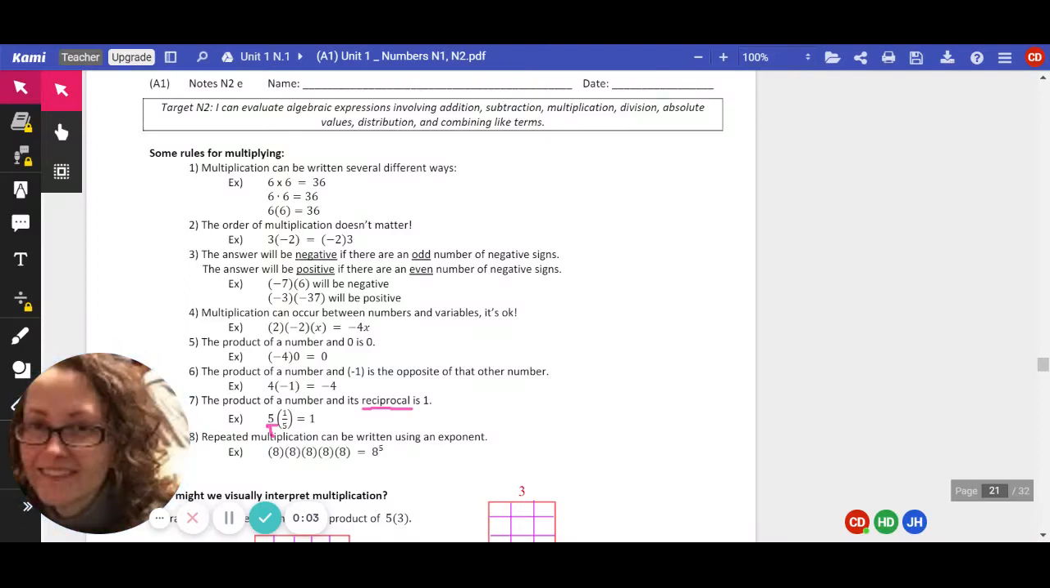Hello class. Today we are going to work on lesson N2e and N2f, which will cover multiplying and dividing rational numbers. Remember, rational numbers are numbers that can be written as a over b, so we will also see fractions today as well. Let's get started.